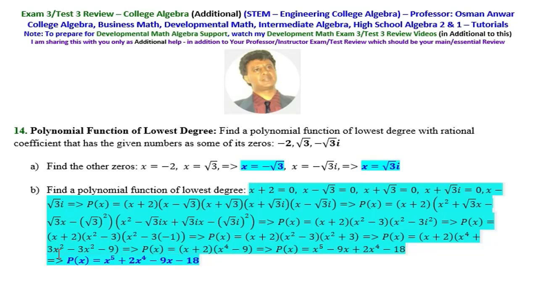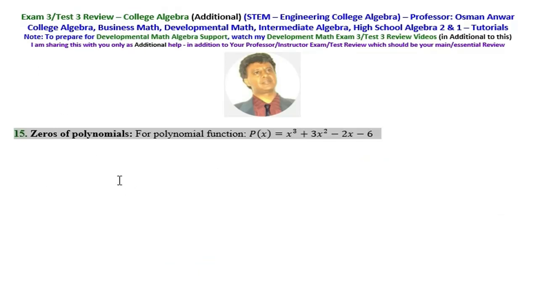And the 3x squared and minus 3x squared cancel each other. That means p of x is equal to x plus 2 times x to the 4 minus 9. That is p of x is x to the 5 minus 9x plus 2x to the 4 minus 18. And that means p of x is equal to x to the 5 plus 2x to the 4 minus 9x minus 18.